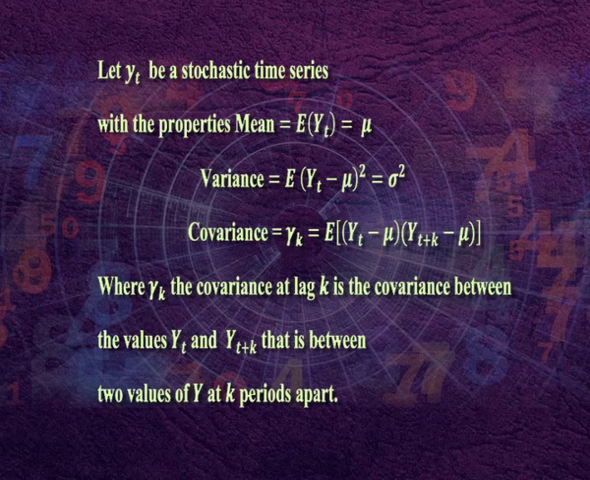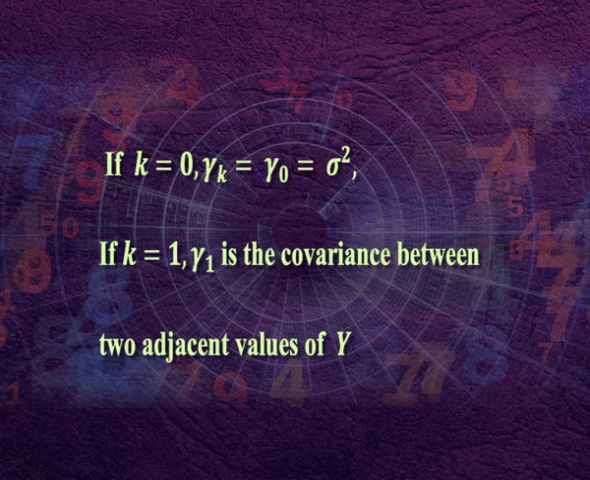Let yt be a stochastic time series with the properties: mean equal to expected yt equal to mu, and variance equal to expected yt minus mu square equal to sigma square. Covariance equal to gamma k equal to expected yt minus mu multiplied by yt plus k minus mu, where gamma k, the covariance at lag k, is the covariance between the values yt and yt plus k, that is between two values of y at k periods apart. If k equal to 0, gamma k equal to gamma 0 equal to sigma square. If k equal to 1, gamma 1 is the covariance between two adjacent values of y.